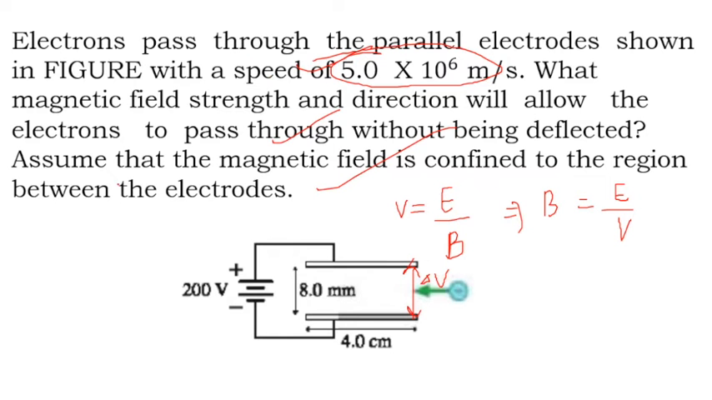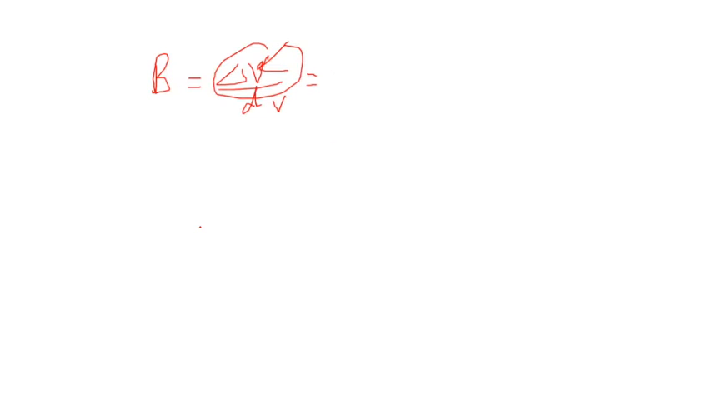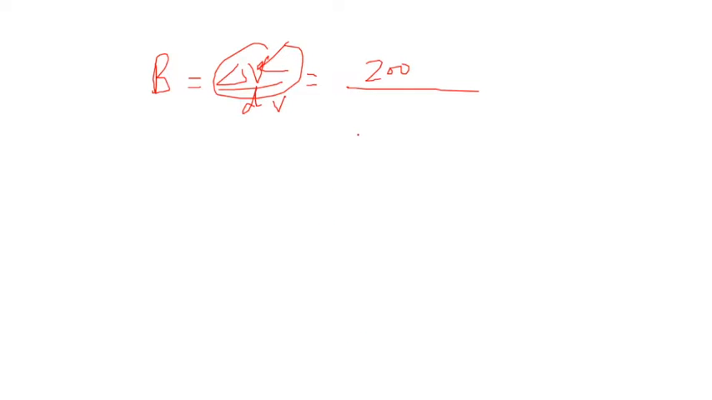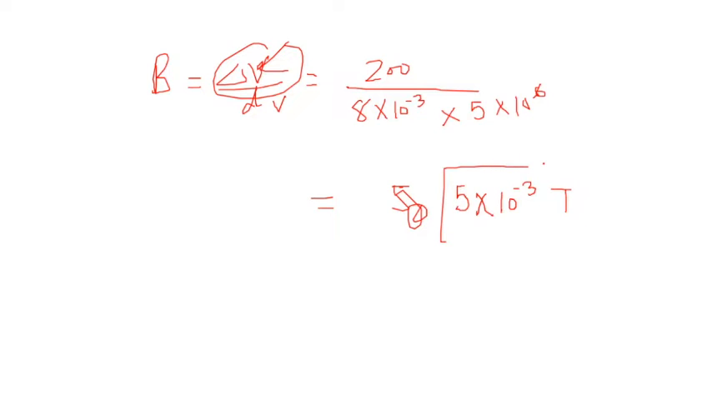In our question you can see that our potential difference is given as 200 volts. So this is 200 volts divided by the distance. What is the distance between them? It's 8 millimeters, so it is 8 into 10 to the power minus 3, and in our question the velocity is given as 5 into 10 to the power 6. When we solve this whole thing, we get 5 into 10 to the power minus 3 Tesla. So this is our magnetic field.